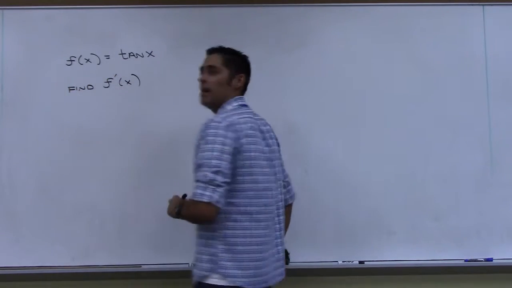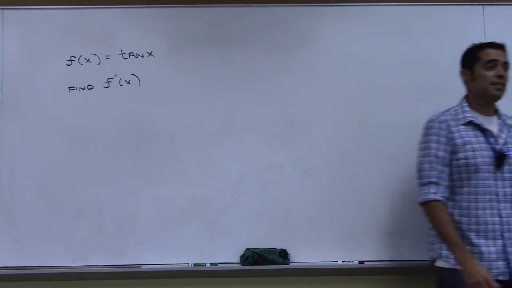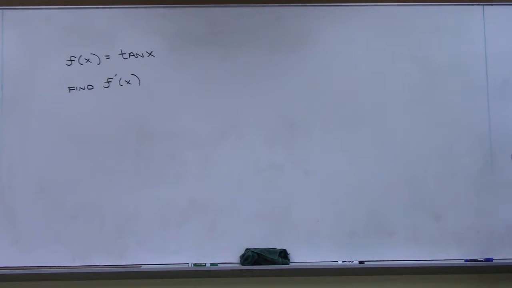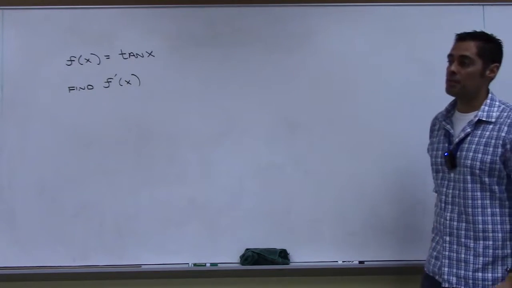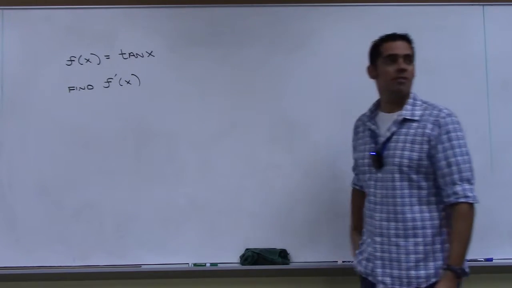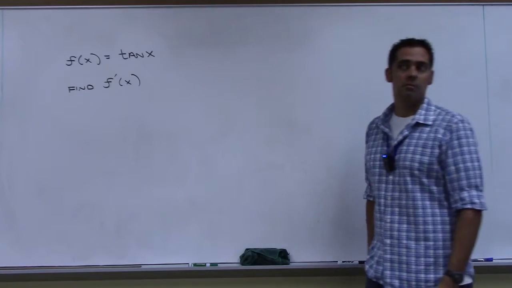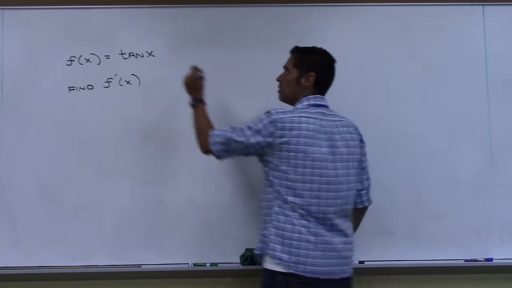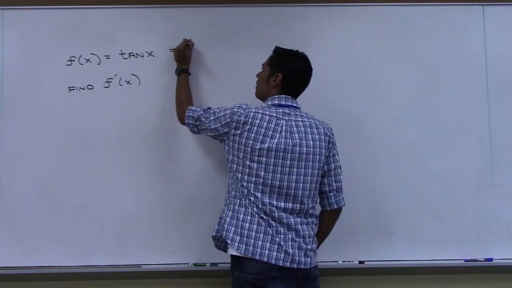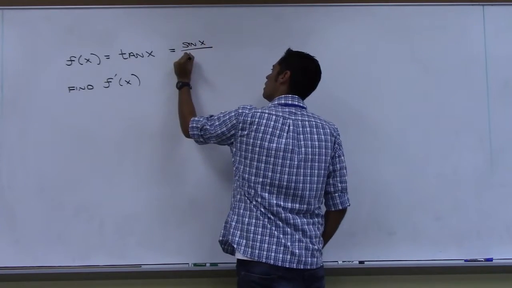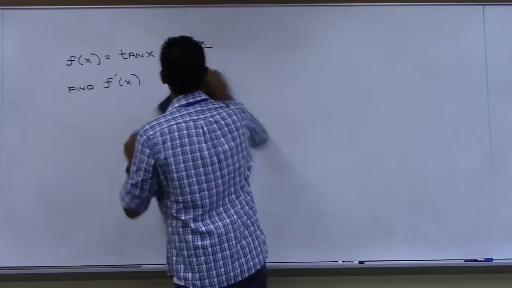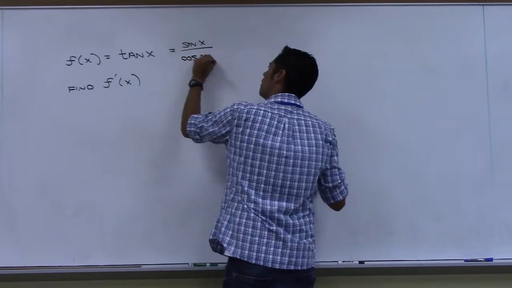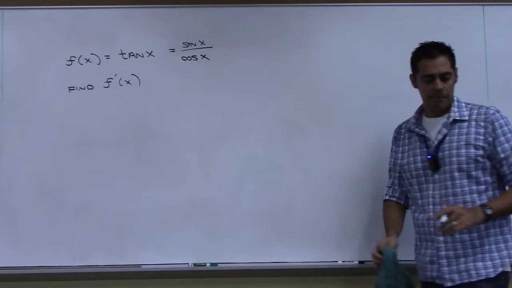Okay, good. Who said that? The derivative of tangent x is secant squared x, right? Let's see why it's secant squared x. What is the definition of tangent of x from pre-cal? Sine over cosine, isn't it? That's the definition of tangent.